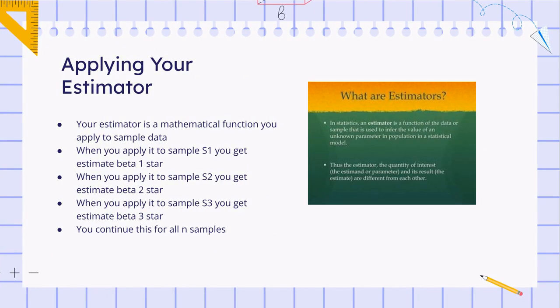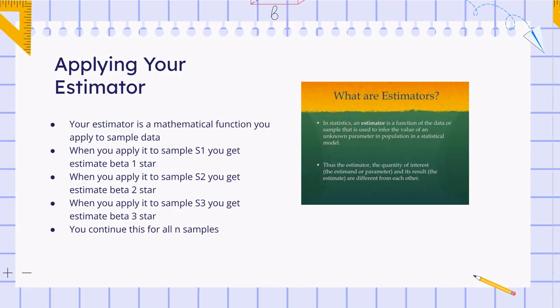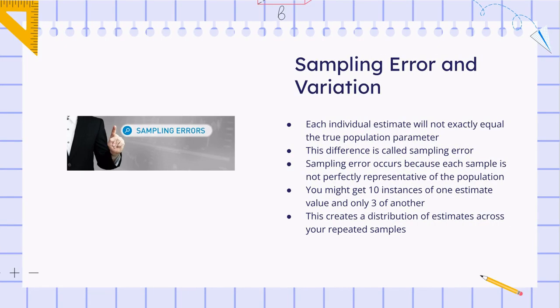An estimator is a mathematical function applied to your sample data. When applied to different samples like S1, S2, or S3, it yields different estimates, such as beta 1 star, beta 2 star, and beta 3 star. This process is repeated for all N samples. Each individual estimate will not exactly equal the true population parameter. This is called sampling error. Sampling error occurs because each sample is not perfectly representative.